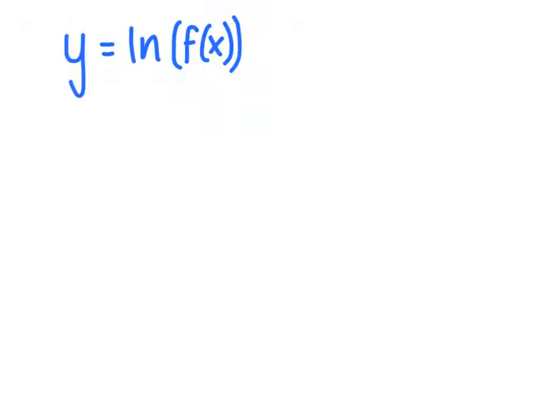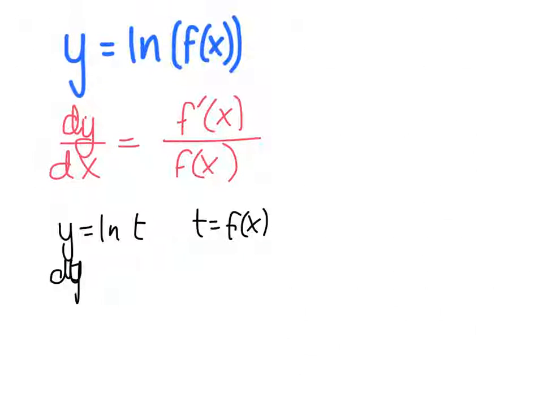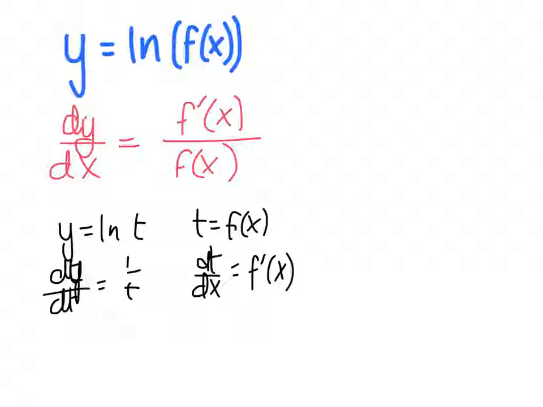Likewise, with ln of some function, we can now see, hopefully, and we'll prove it again in a minute, that the derivative is the derivative of the inner function over the original function. And again, if we just use the chain rule to prove that, we can say y is ln t, where t is f of x, some function, not sure what. dy by dt is 1 over t, and dt by dx is the derivative of whatever the function is, and we'll notate that f prime.